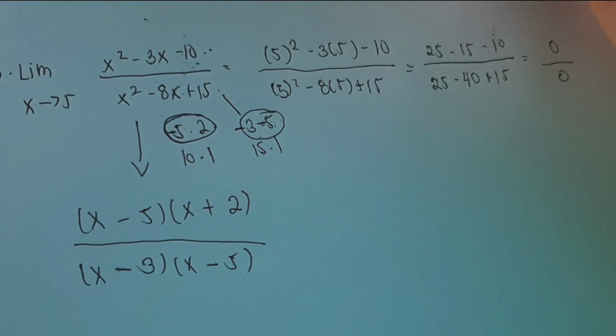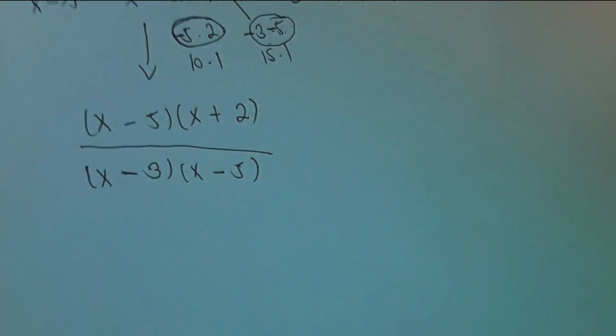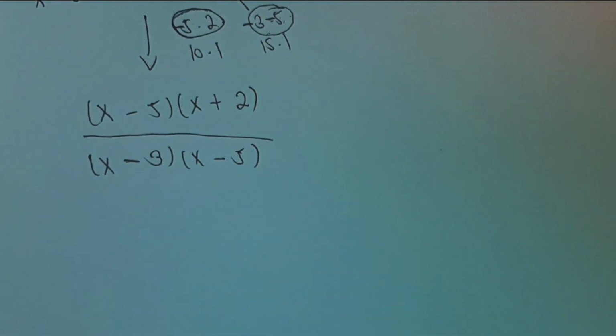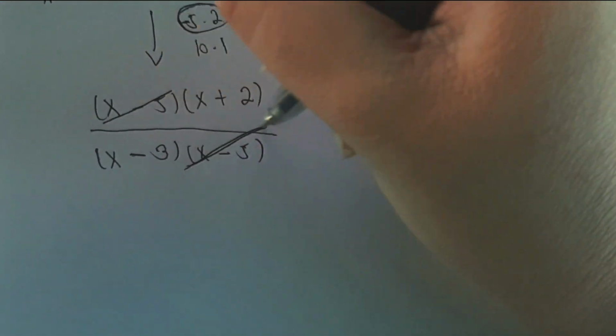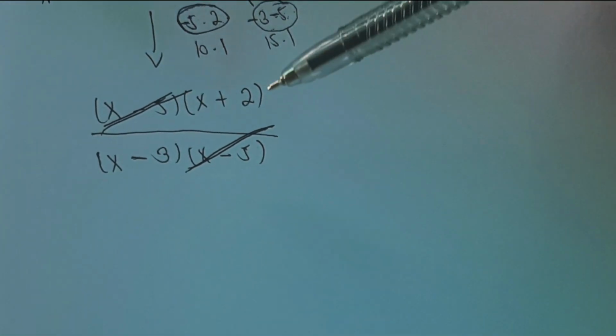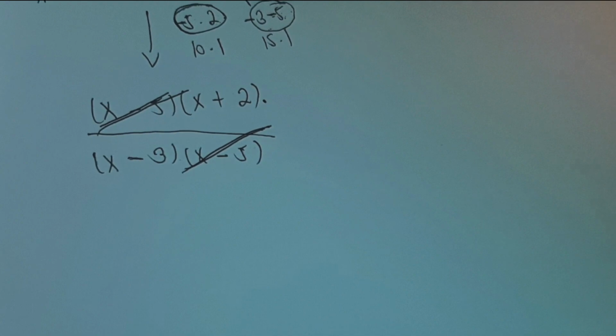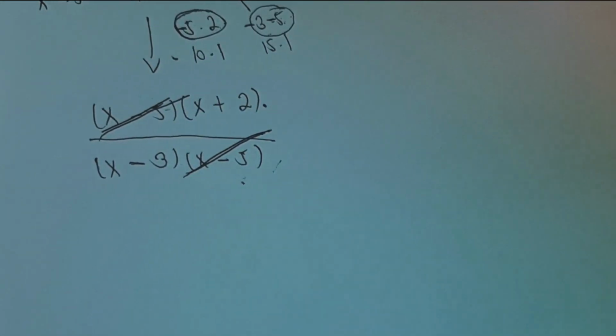Now, let us simplify this. Let us first remove the factors that are alike. So we have x minus 5. So we will have a much simpler expression. We have x plus 2 over x minus 3. We remove this because they are the same. They will be equal to 1.